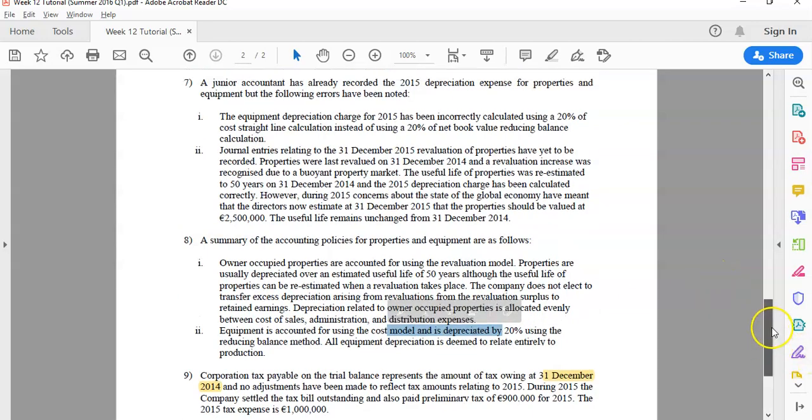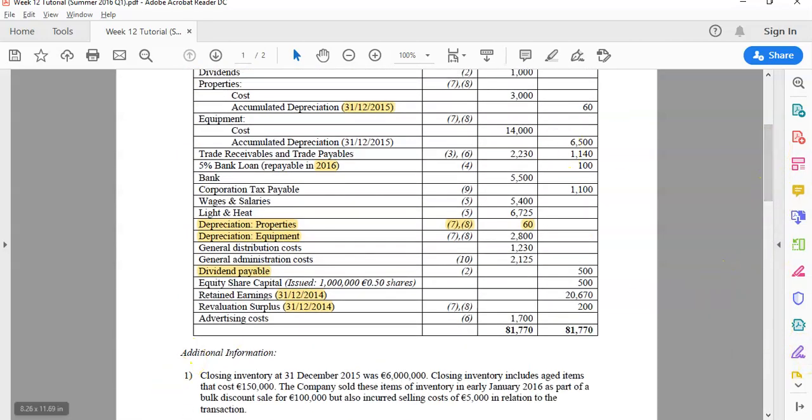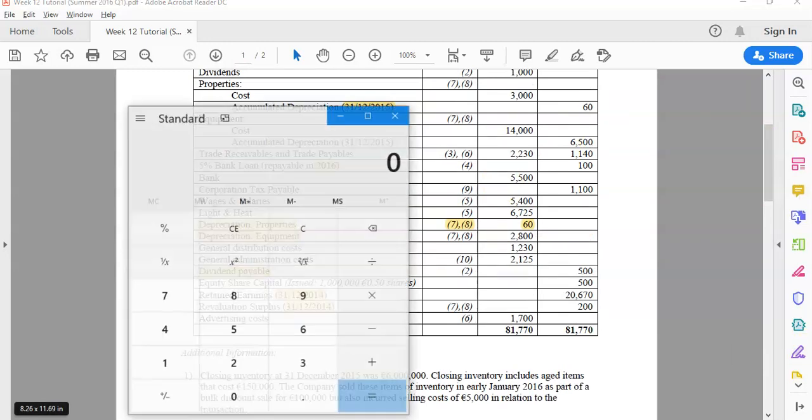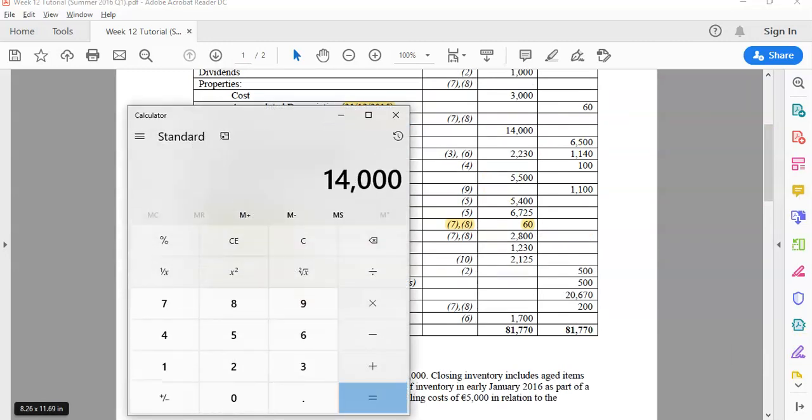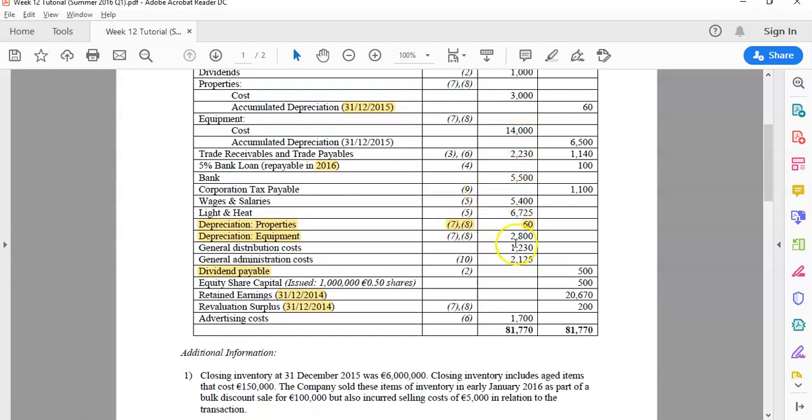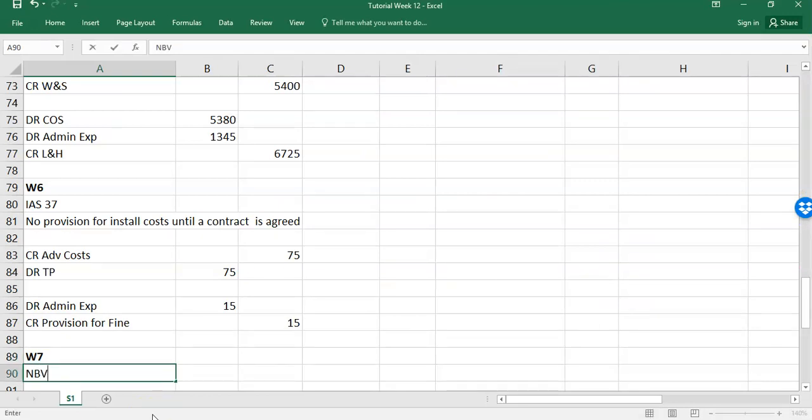So what they've done is they've got the 14 million. They put it here. They've got 14 million and they've taken 20% of it. So they've done straight line, which is incorrect. It should have been, now you have to be careful here, that 6.5 is accumulated depreciation at the end of the year. So we want to know what was net book value at the 1st of the 1st, 15. The cost was 14 million.